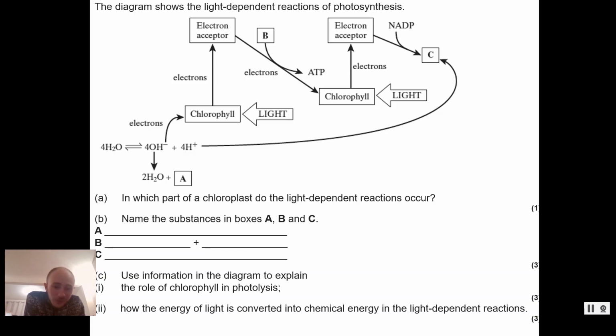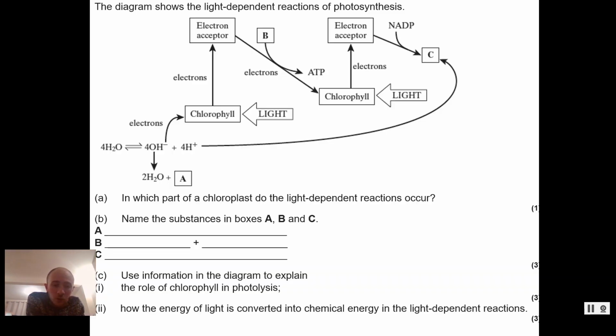Okay, so in which part of the chloroplast do the light-dependent reactions occur? Well, you could have the thylakoid, you could have the grana, you have the thylakoid membrane. That's where it's happening. Okay, the substances in boxes A, B, and C.